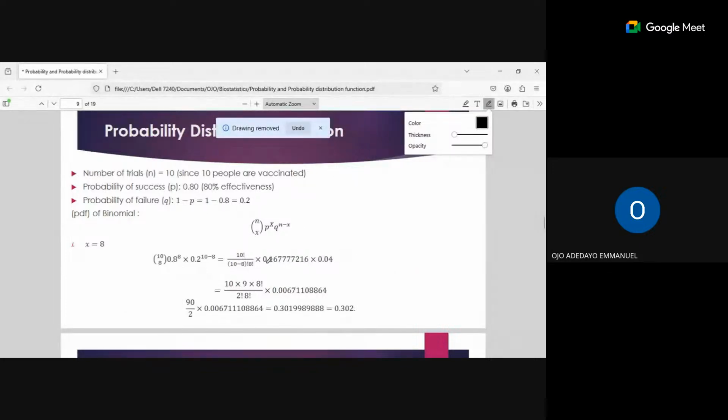So the multiplication of these two here, we are having this. By the time you do justice to this one, 2 here, 1, 2 here, 45 multiplied by this number, we are going to have this value. So this is going to give us 0.2 to 3 decimal places. This is the probability that out of the 10 that they vaccinated, 8 will be immune. So this is the probability. Please, let's give room for question, 1 or 2.